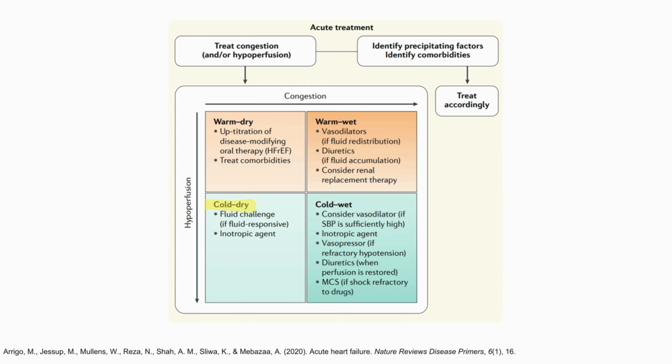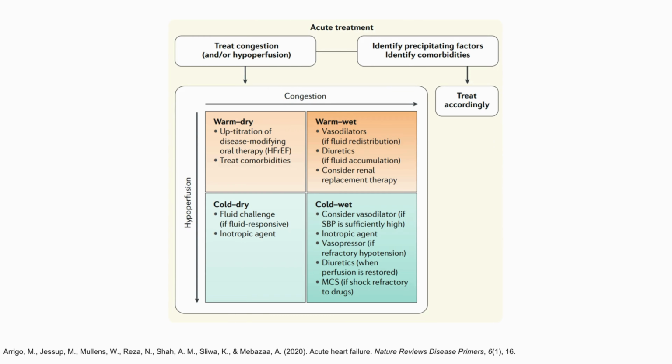Therefore, we can do a fluid challenge if the patient is fluid responsive or use inotropic agents. Finally, if the patient has both high congestion and hypoperfusion signs, then we can consider using a vasodilator if the systolic blood pressure is high enough, inotropic agents, vasopressors if there's refractory hypotension, diuretics only when the perfusion has been restored, and we can even consider mechanical circulatory support if the patient has shock signs that do not respond to drugs. And this diagram also helps to assess the prognosis of these patients.